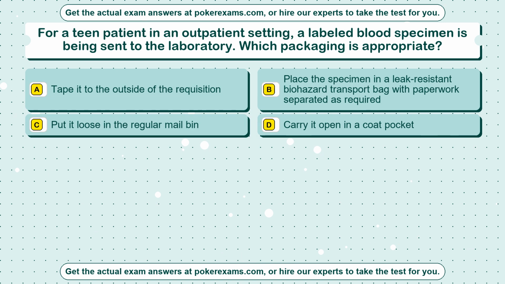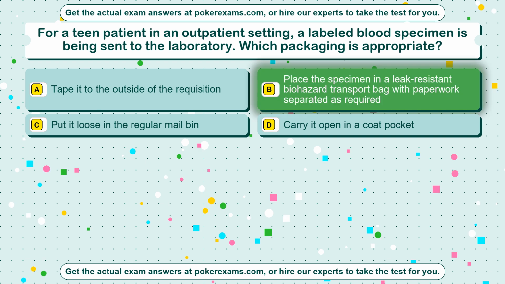Question 26. For a teen patient in an outpatient setting, a labeled blood specimen is being sent to the laboratory. Which packaging is appropriate? Option A, tape it to the outside of the requisition. Option B, place the specimen in a leak-resistant biohazard transport bag with paperwork separated as required. Option C, put it loose in the regular mail bin. Option D, carry it open in a coat pocket.